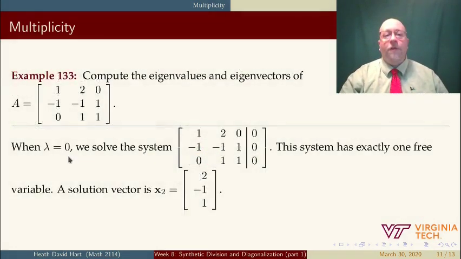When lambda is equal to 0, we solve this system. This system has exactly one free variable also. Solution vector is 2, negative 1, 1. We're going to solve this system the same way that we did before. We subtract 0 from the diagonal, which doesn't change the system at all. Augment with zeros, row reduce, and then find what our solution vector is.